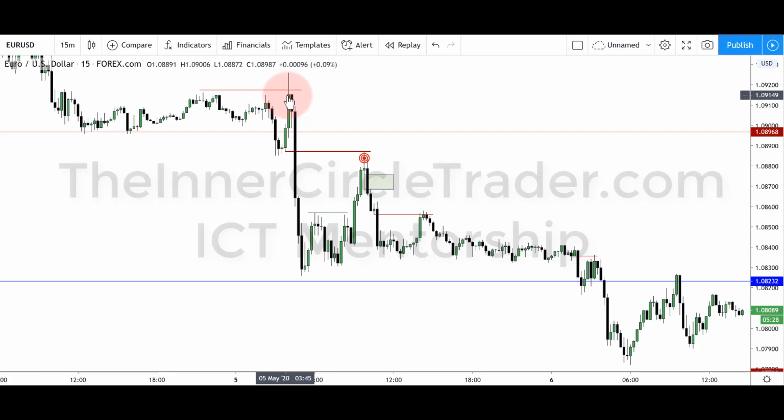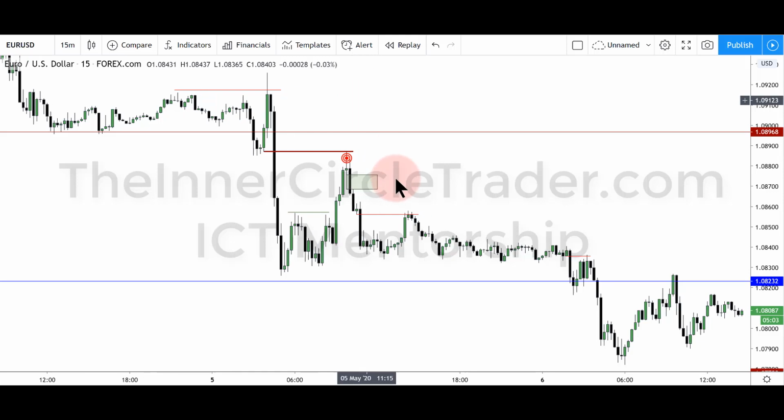So the rejection block would be 1.08987. That's not a zone. That's not an ambiguous area where you have to choose, well, where do I get in there? How's it useful? You've got to figure out, okay, great, congratulations, you identified a zone. What are you going to do with it? I'm looking for a specific price level. And that's what the order block, the fair value gap, or the rejection block is going to provide for me.